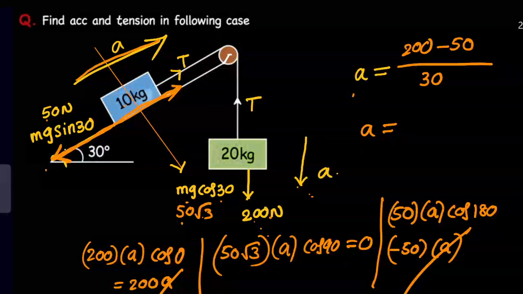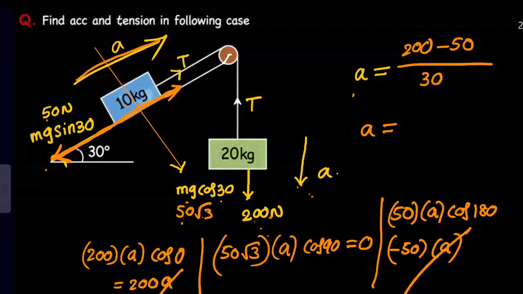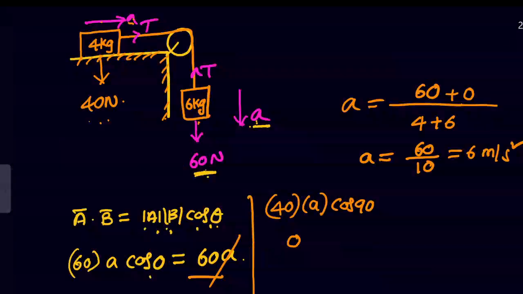This force mg is also there. Before, in the previous problem, what happens here? This mg, what is the angle? 90. So this weight is 40, and then the acceleration. How much is the angle between them? 90, cos 90 value.